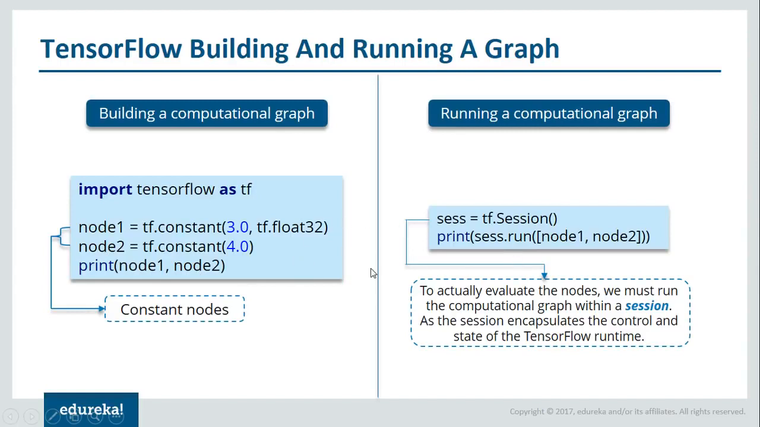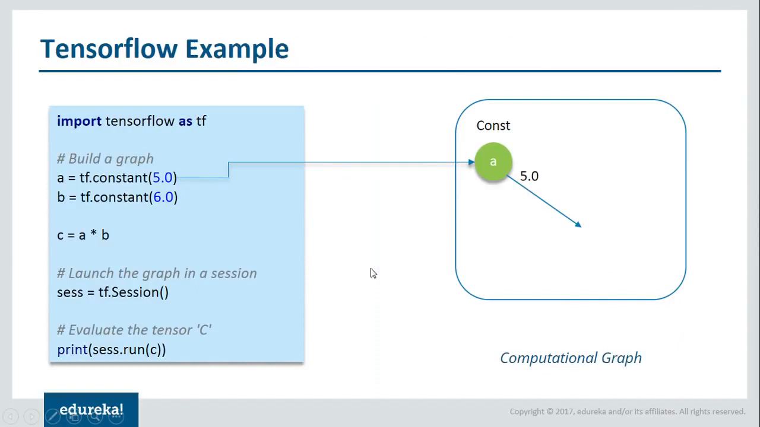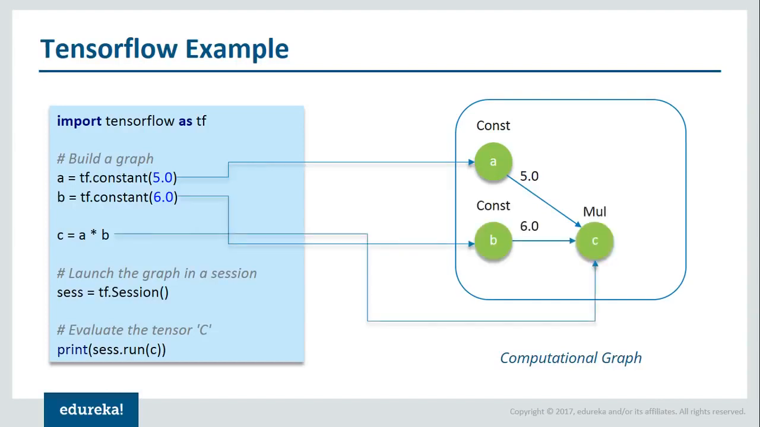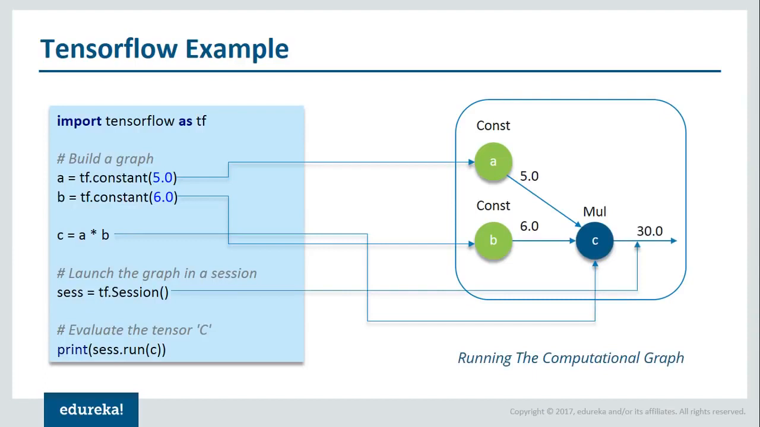I'll actually show you practically with this particular example. Over here, we'll be taking two constant nodes A and B. A is initialized with value 5. Similarly, B is initialized with value 6. After that, we are taking one more node C, which is nothing but the multiplication of A and B. So till now, we have created our computational graph. Next up, we need to launch it inside a session. Once we launch it inside a session, we get the output that is nothing but the multiplication of A and B, which is equal to 30.